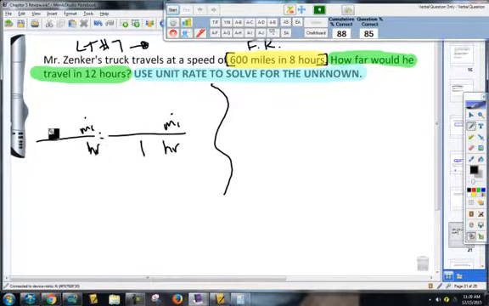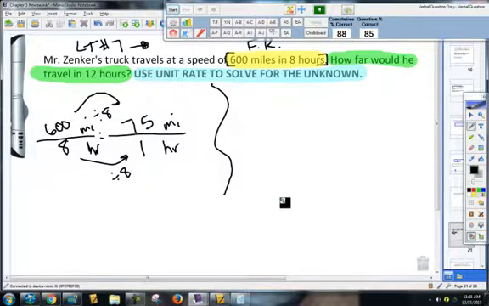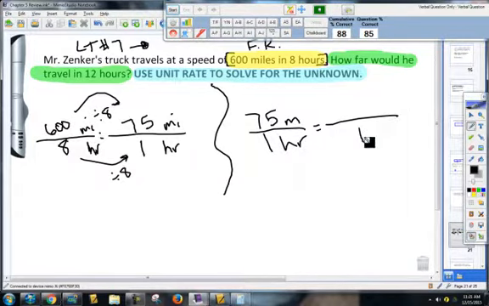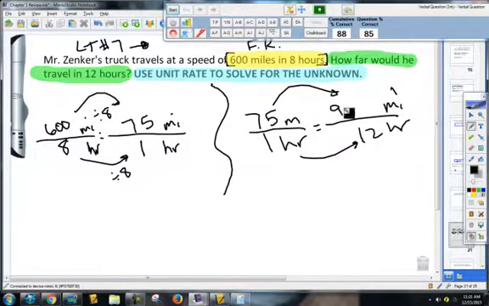I know that my fake ratio is 600 miles in 8 hours. I know then I can be dividing by 8, and dividing by 8, that's going to give me what? 75 miles per hour, right? Then I'm going to take that and put it here per hour because I know that it's 75 miles per hour. Now I want to figure out how far I traveled in 12 hours. Times 12, times 12. Or you could cross multiply and divide. Either way you get 900.